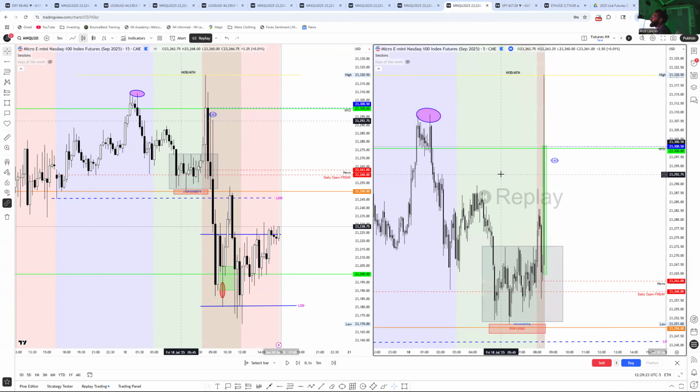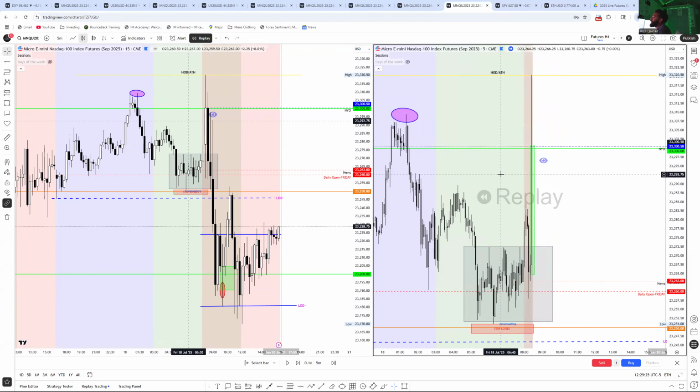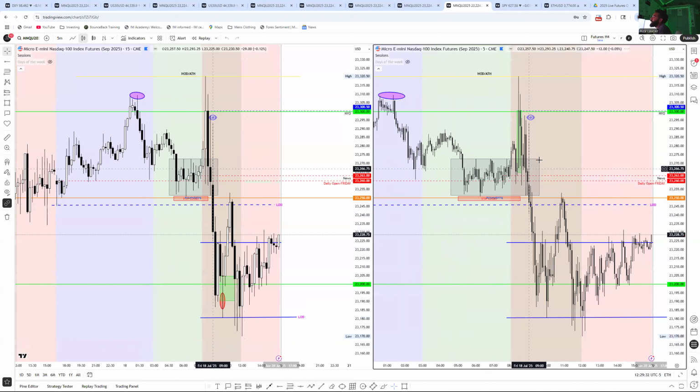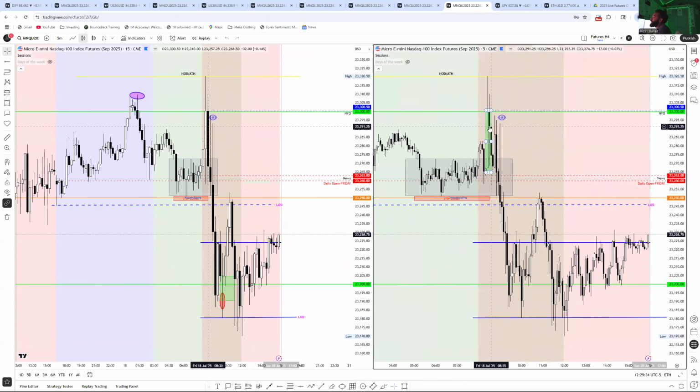Okay. And so that's what we ended up seeing here. We've seen that price go and do that pre-New York. Now, what do I look for, right, after this? Where is my focus at after a draw on liquidity, right?